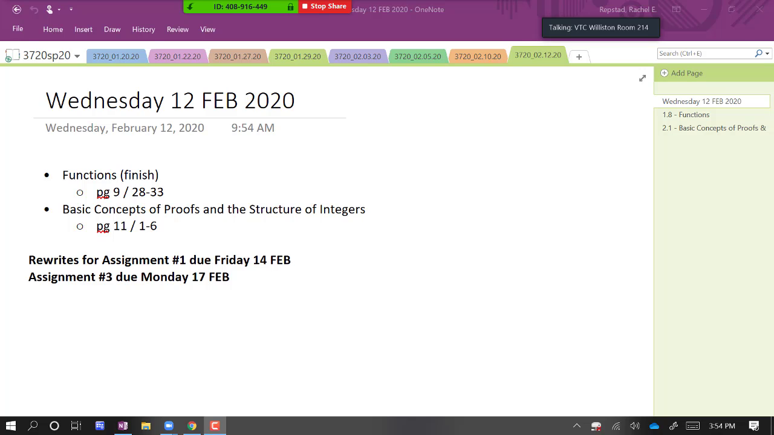Do all the problems on the assignment that's due Monday. And then, as time allows, we'll get started on the next chapter where we will use the basic structure of integers to help learn other techniques of writing proofs. So before we get started on that, are there any questions?